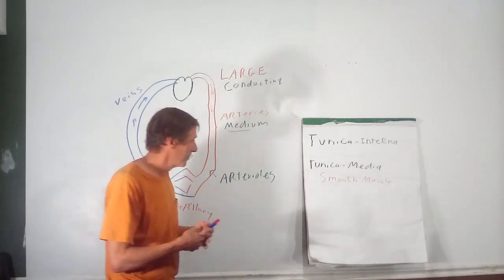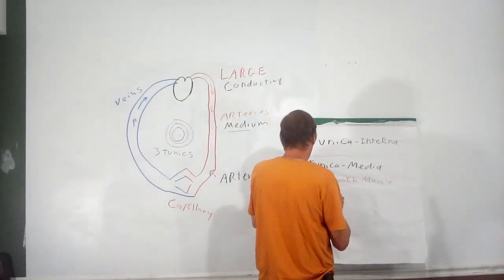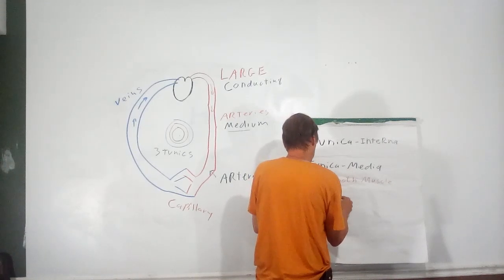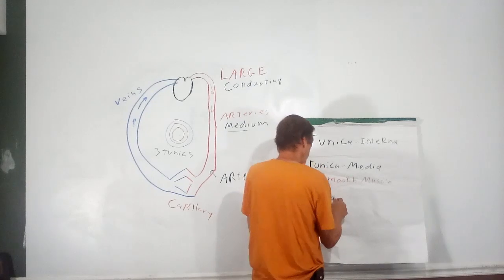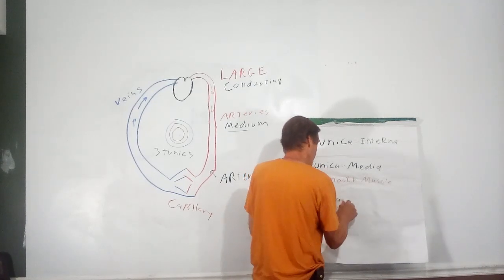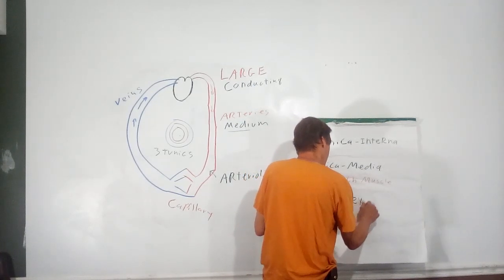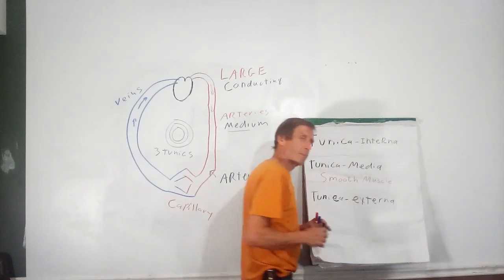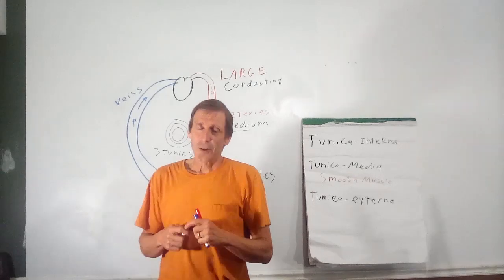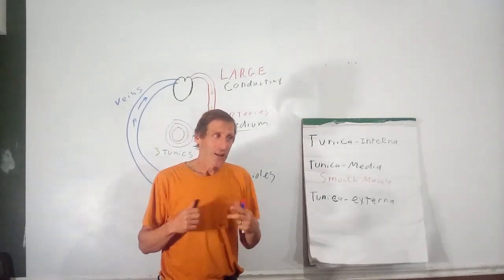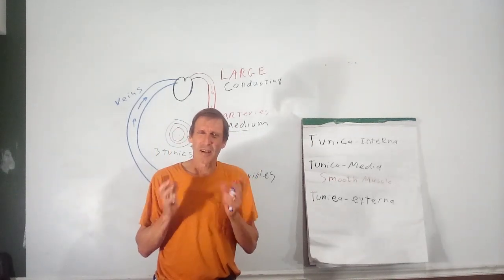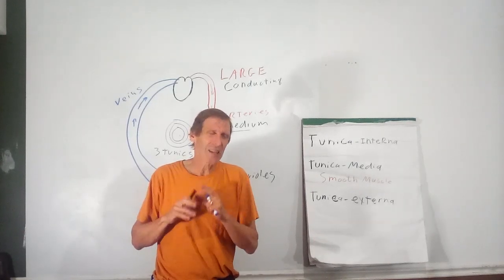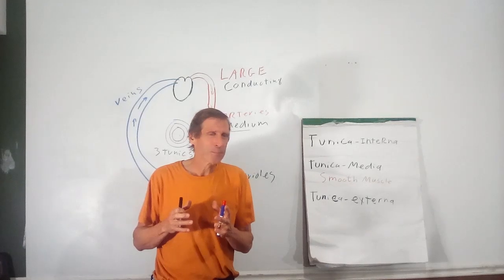The last tunica, again, not present in all blood vessels, is the tunica externa. The tunica externa, as you might have guessed, it's the externalmost layer. This is more or less a connective tissue sheet on the outside. It kind of holds the arteries in place, holds them to the other tissues. It can add some mechanical strength as well.